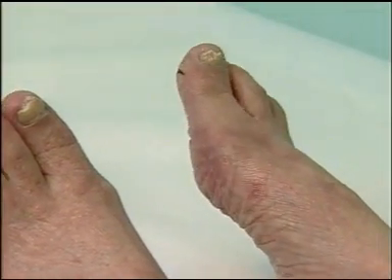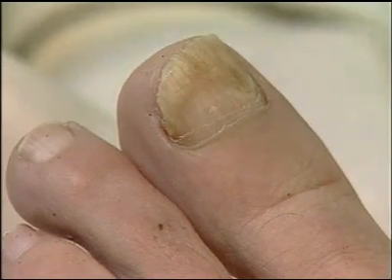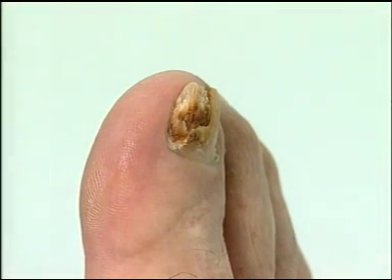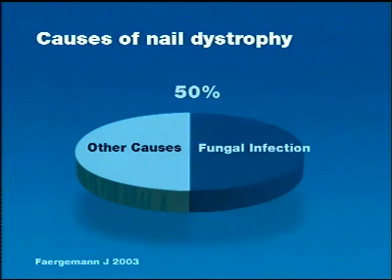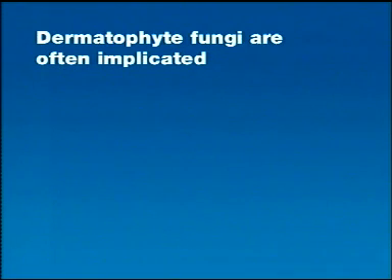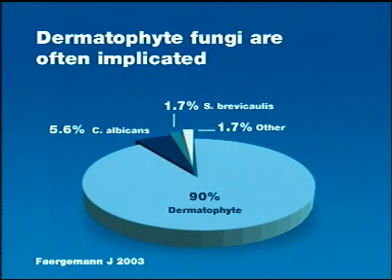Onychomycosis or fungal nail infection is a common and contagious condition. Clinical diagnosis requires confirmation because approximately 50% of dystrophic nails are due to fungal infection. Dermatophyte or non-dermatophyte fungi may be involved. However, dermatophyte infection is implicated in over 90% of cases of toenail onychomycosis.